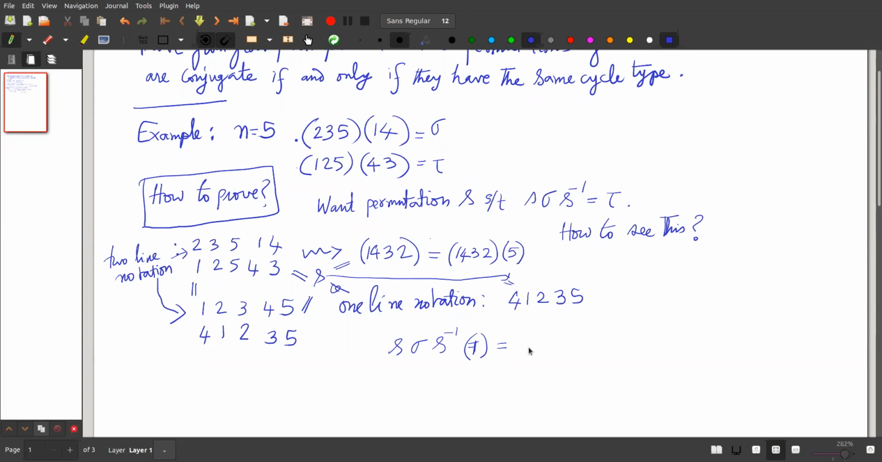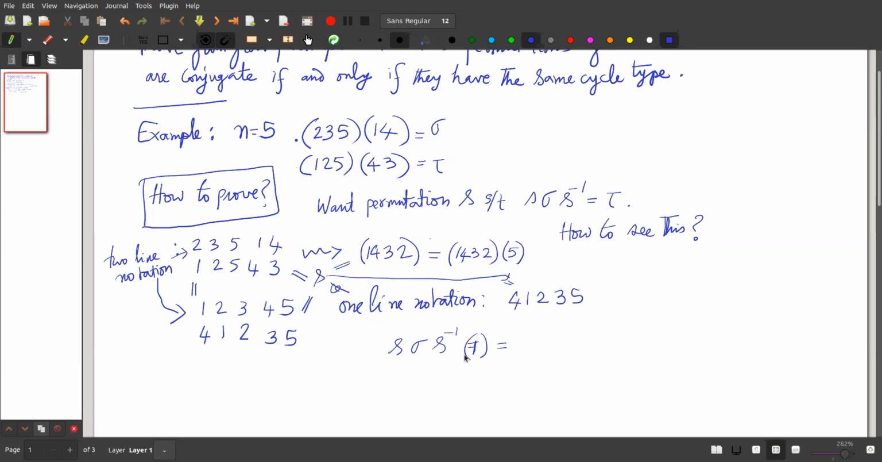Why? Since sigma is a product of disjoint permutations, S sigma S inverse is nothing but sigma of, suppose we call sigma as A1, A2, and so on up to some AK. And this is nothing but sigma of A1, sorry, S of A1.